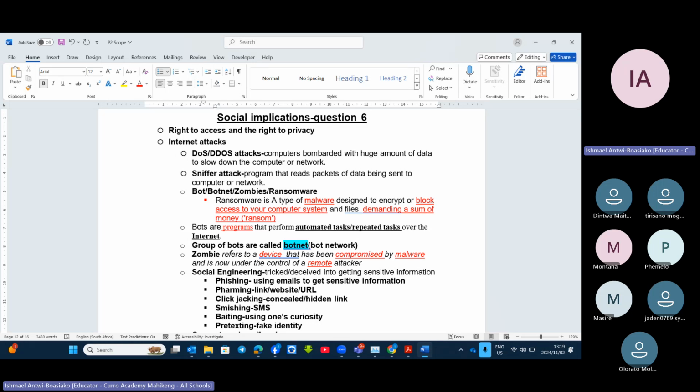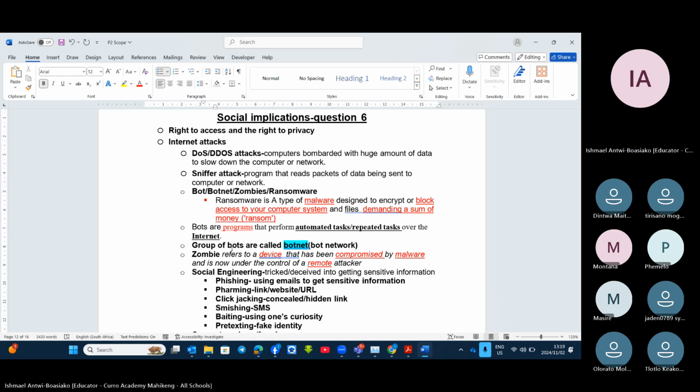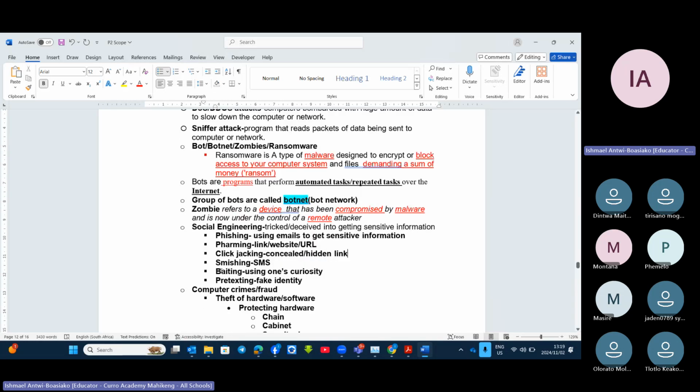So you must know how to differentiate between some of these terminologies. You can be given a question to differentiate between a zombie and a bot, or a zombie and maybe ransomware. Right. Now I move straight to social engineering.